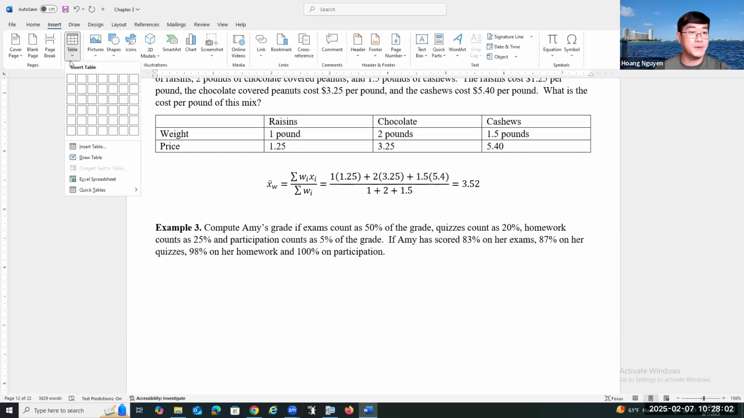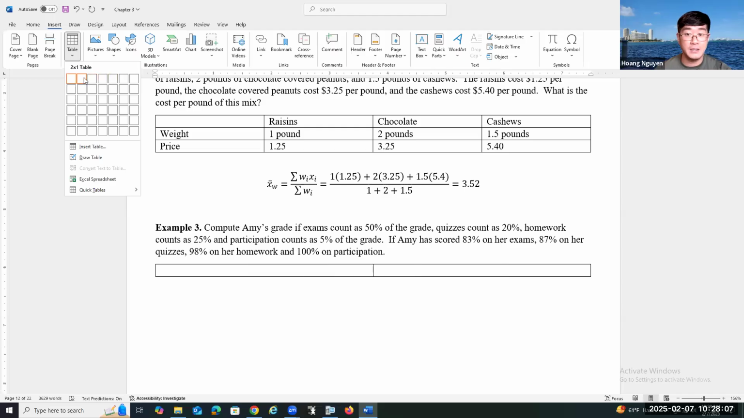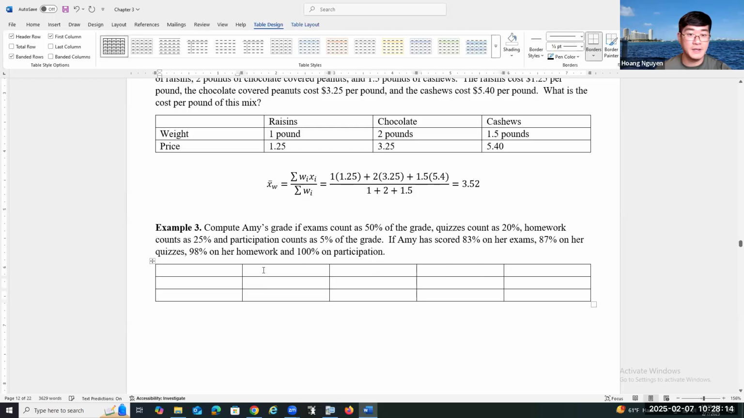So let's input the table again. Let's see how many categories we have: exams, quizzes, homework, participation. Now what's going to be the weight, and what's going to be the score? In this case, the score is what she got. The weight and the score.